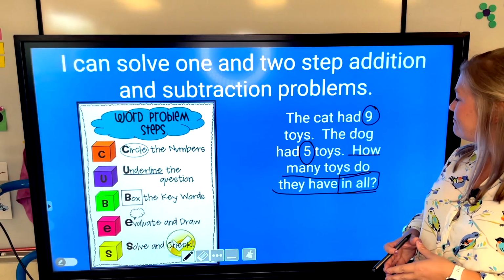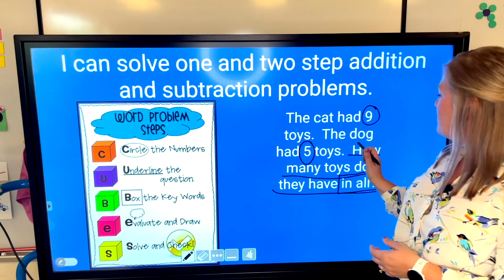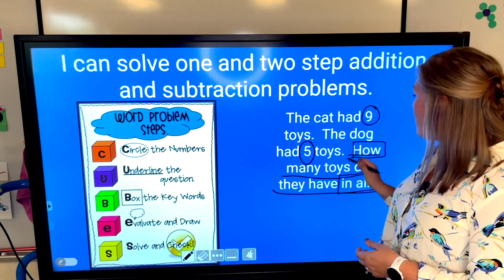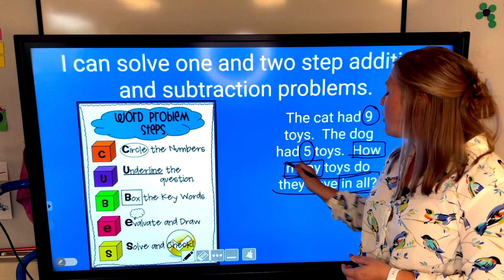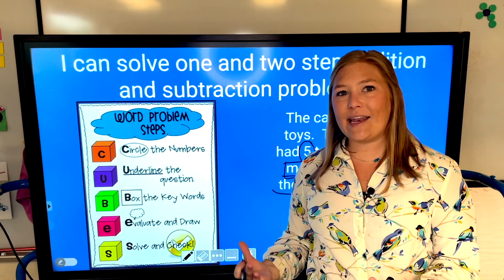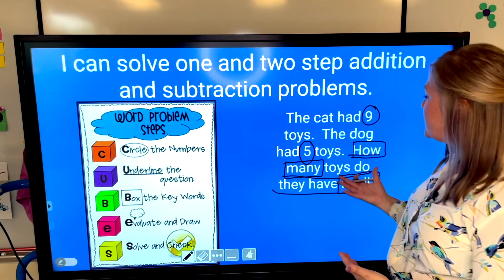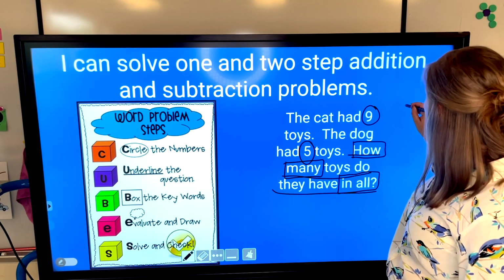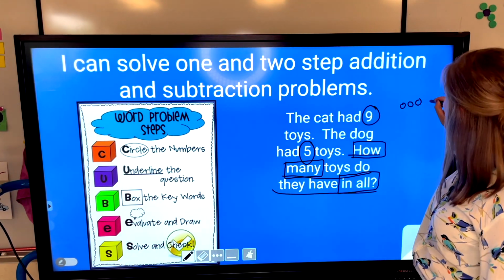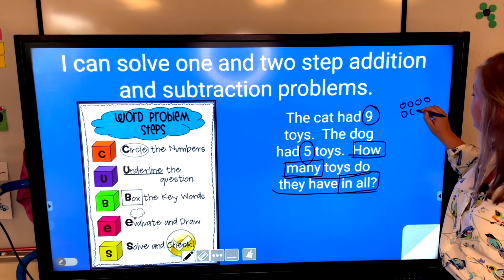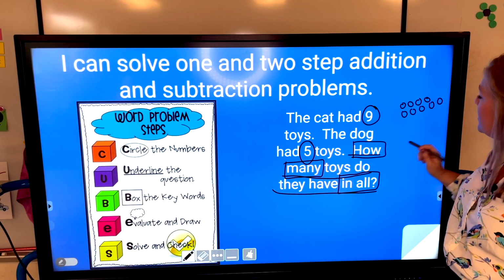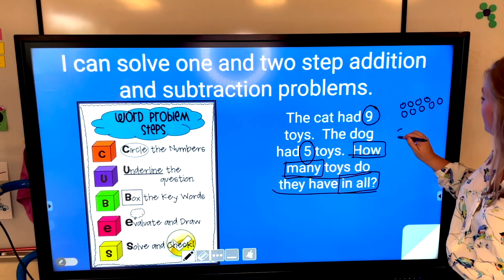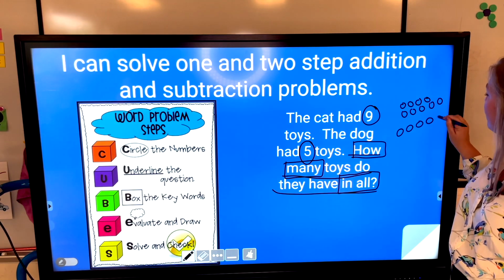And maybe how many. That might also help us with our question. Now let's go ahead and evaluate and draw or solve. So if I have our cat has 9 toys, maybe I just want to draw little circles to help me solve it. So 4, 5, 6, 7, 8, 9. And the dog has 5. So 1, 2, 3, 4, 5.